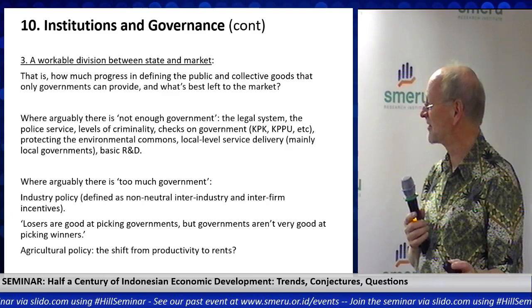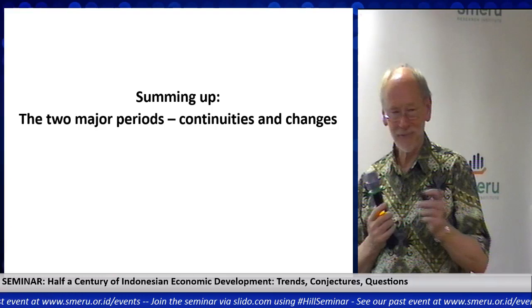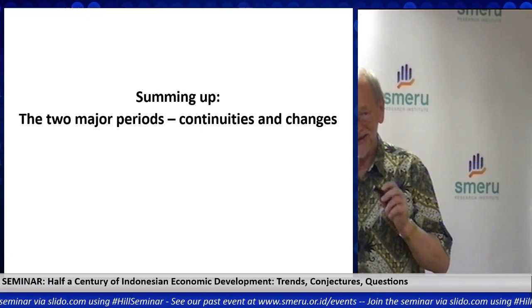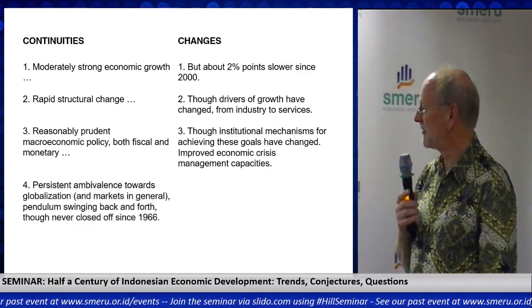Up to now. Summing up, this is just a quick summary. I won't go through this, but this is still looking at the two periods. What are the continuities and what are the changes? The New Order era and the era of democracy. So this is my take on it. There are continuities and there are changes.